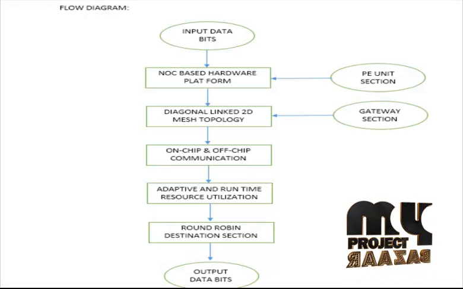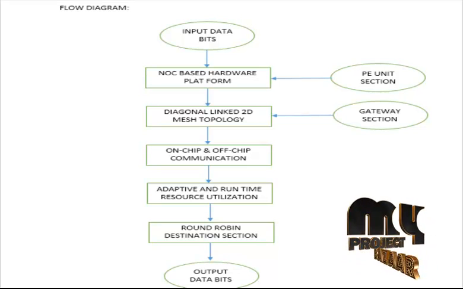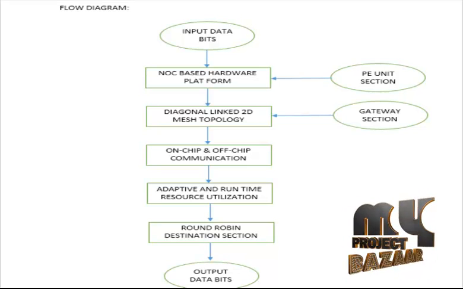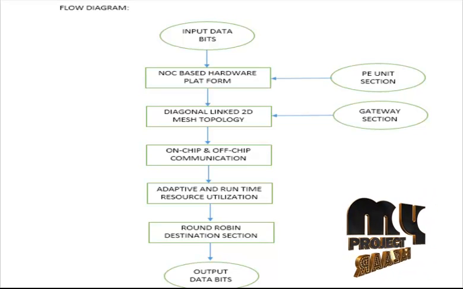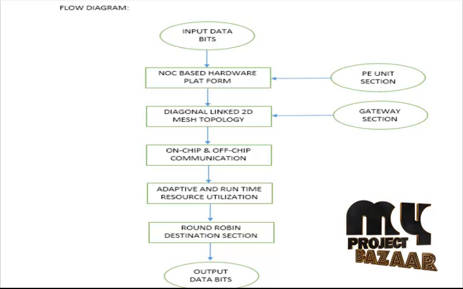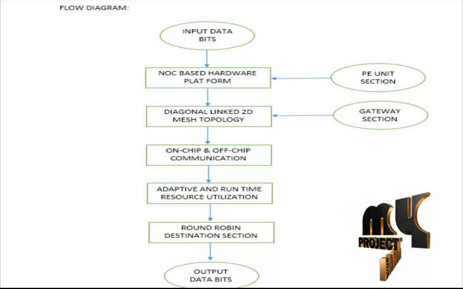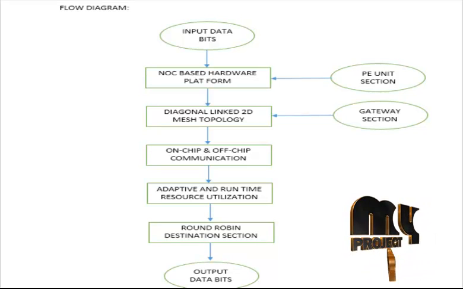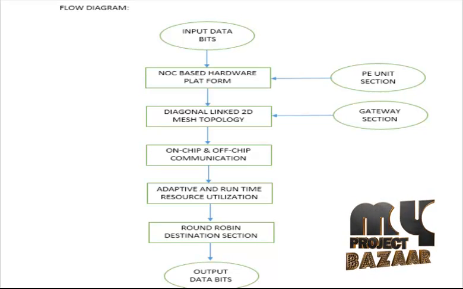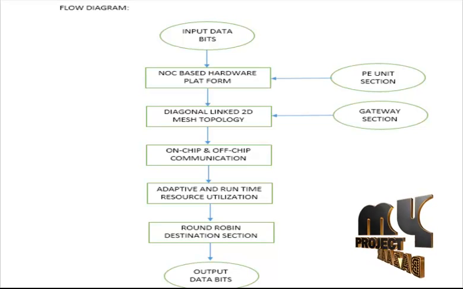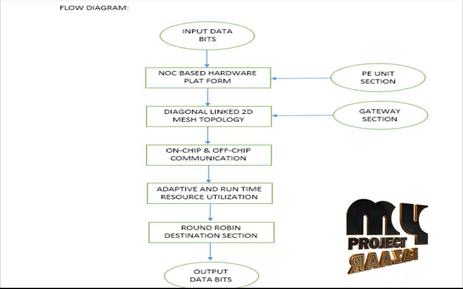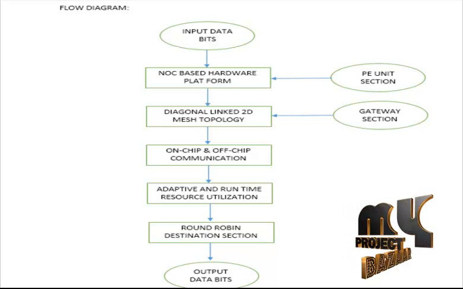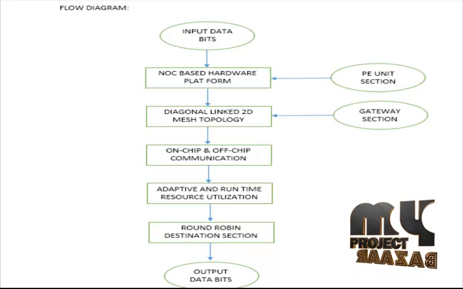Next we see the flow diagram for the product. Our input is binary data bits, applied to the NOC based hardware platform. The NOC architecture mainly consists of the router architecture, the injection and ejection architecture, and the crossbar architecture, which are additionally connected to the router wire and processing element section. The processing element section is processed by every core architecture of our NOC based hardware platform.